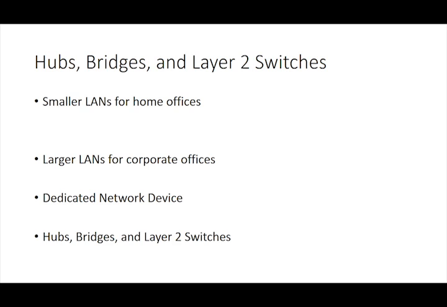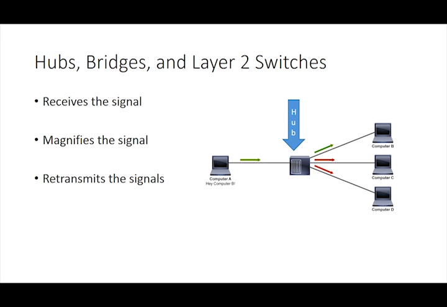A hub is a multiport repeater that takes an electronic signal that has been received from a device on one of the ports. It magnifies that signal and retransmits it out to all other ports except for the original incoming port. All the ports on the hub fall under a single collision domain and a single broadcast domain, and it works with the physical layer of the OSI model.